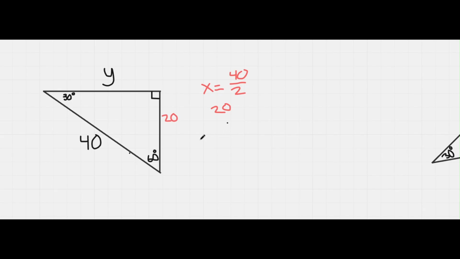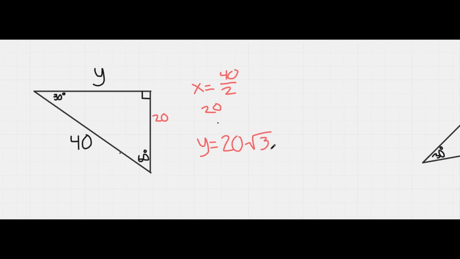And the long side is going to equal the short side multiplied by the square root of 3. So since the short side is equal to 20, y is going to be equal to 20 times the square root of 3. Or you could just write 20 square root of 3.